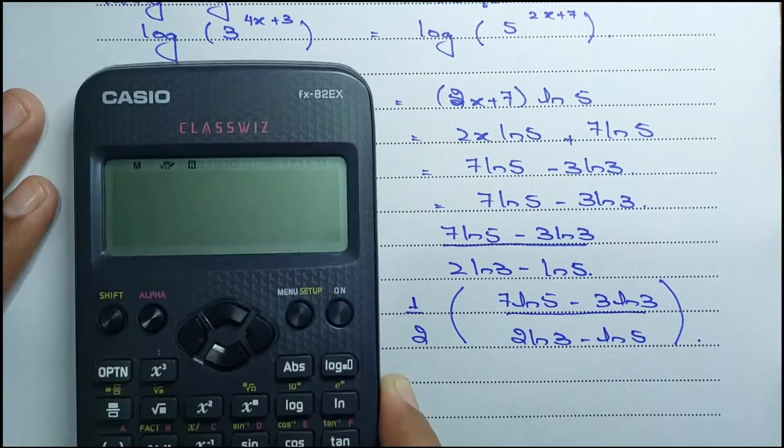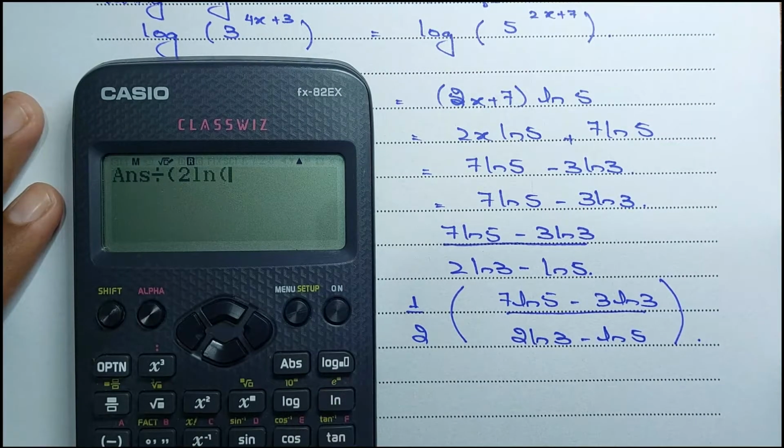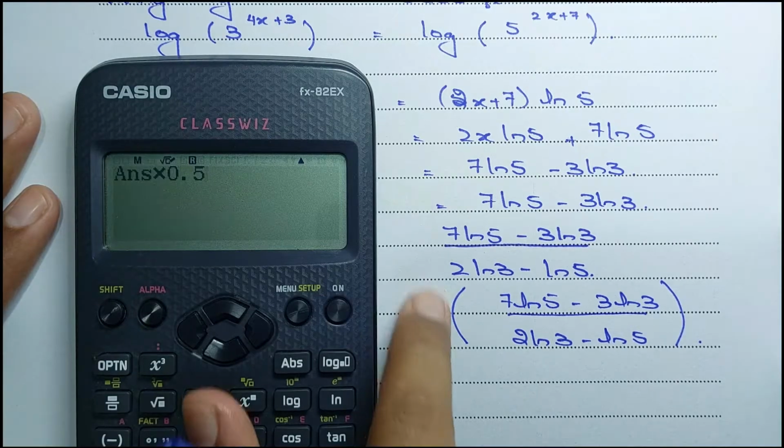Let me calculate this. 7 ln 5 minus 3 ln 3, divided by 2 ln 3 minus ln 5, sorry, it's ln 3, I made a mistake, and times it by 0.5, since 1 over 2 is 0.5.